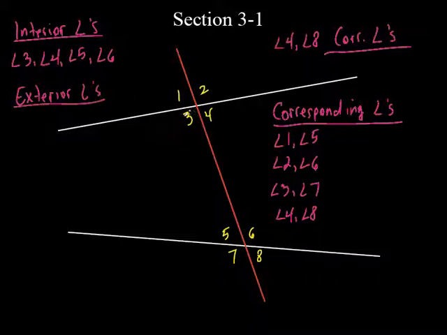So we're just talking about the angles that are on the outside of the two white lines. So these are all inside, 3, 4, 5, and 6. Which ones are outside the two white lines? 1, 2, what else? 7 and 8. So let's list those. So angle 1, angle 2, angle 7, and angle 8. So those are my exterior angles.